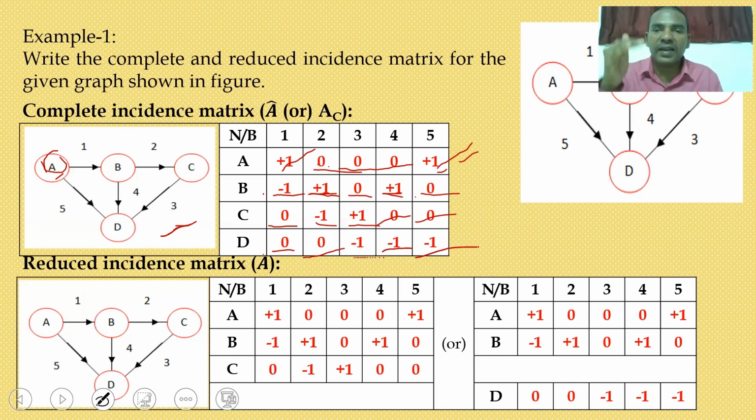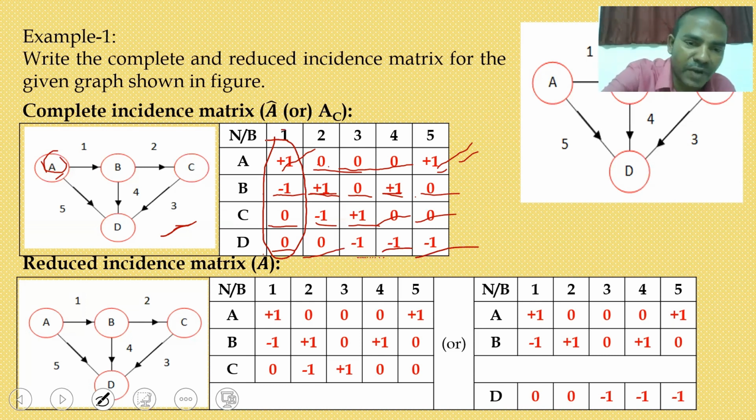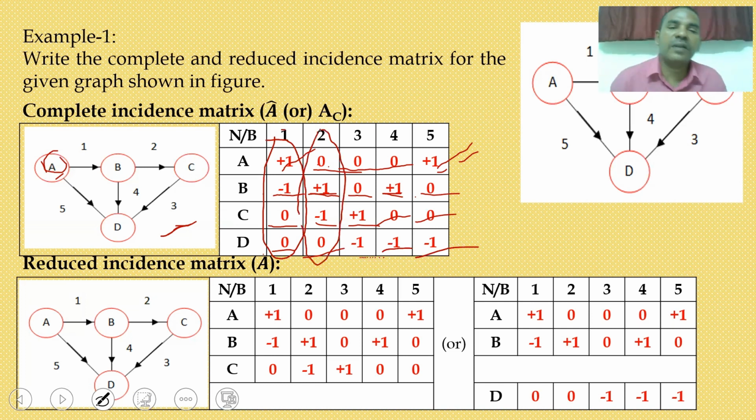If you go for the addition or algebraic sum, it should be 0. That is the property of the incident matrix. If you see this, here +1, -1, 0, 0, the overall value is 0. If you go for the second column, 0, +1, -1, 0, the overall value is 0. If you go for the fourth column, 0, +1, 0, -1, the overall value is 0. Are you understanding? This is the property of the incident matrix.